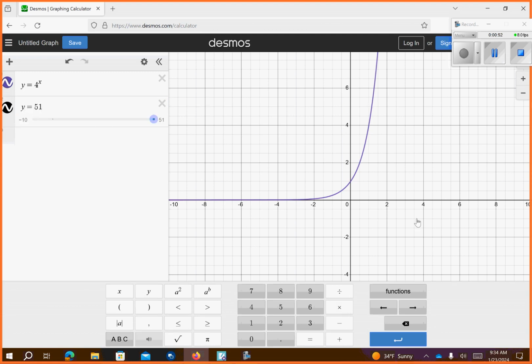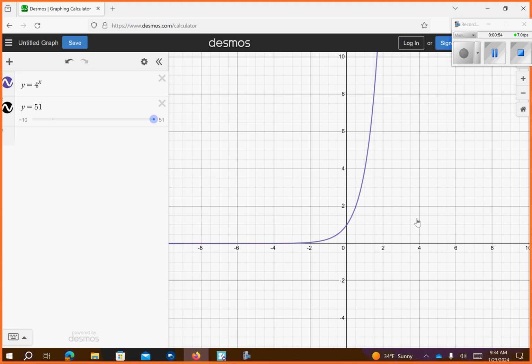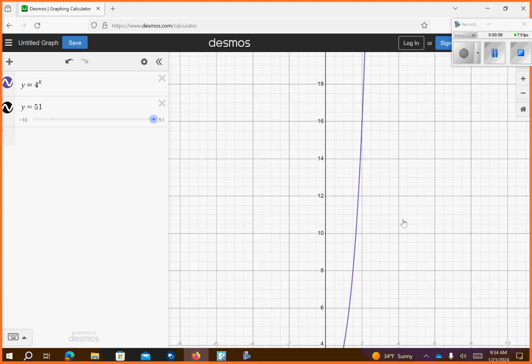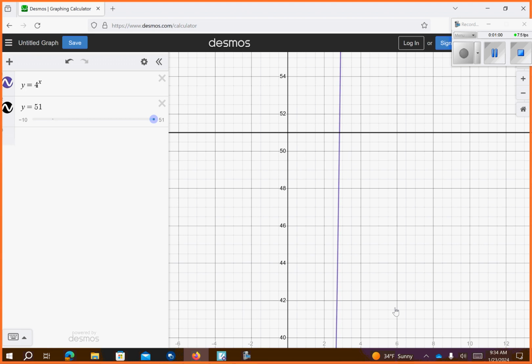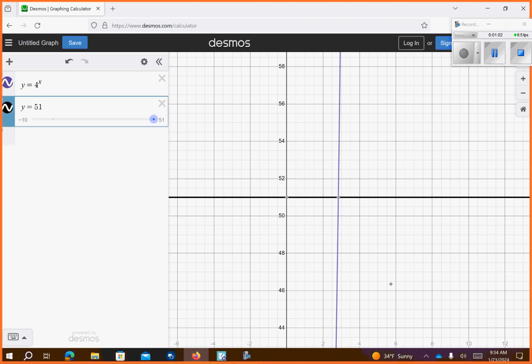So now we have to figure out where the two would cross. So I'd say 51 is a pretty good region. So if I click right there, I'm looking only at the x value. I don't need the y component. So my answer is 2.836.